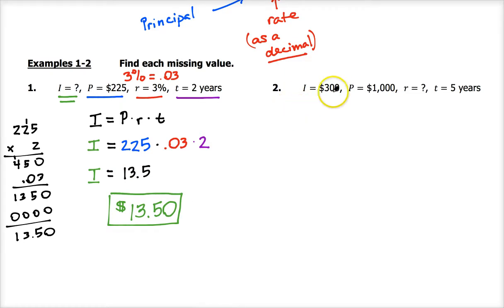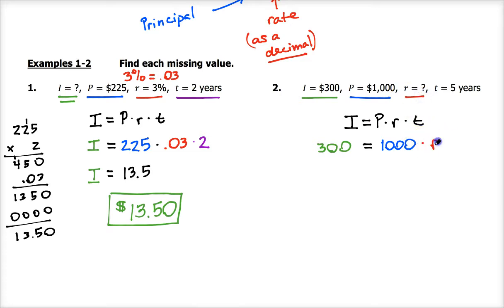Okay, let's look at number 2. We're using the same formula, so write that down again. I equals P times R times T. This time I gave you the interest. The interest amount is $300, so I'm going to put that in place of I. So it's 300 equals, I gave you the principal. The principal is $1,000, so we'll put that in for the P value. The R value is what you don't know, so I'm going to leave that as an R here. And then the T, the time, is 5 years, so that's going to be times 5.